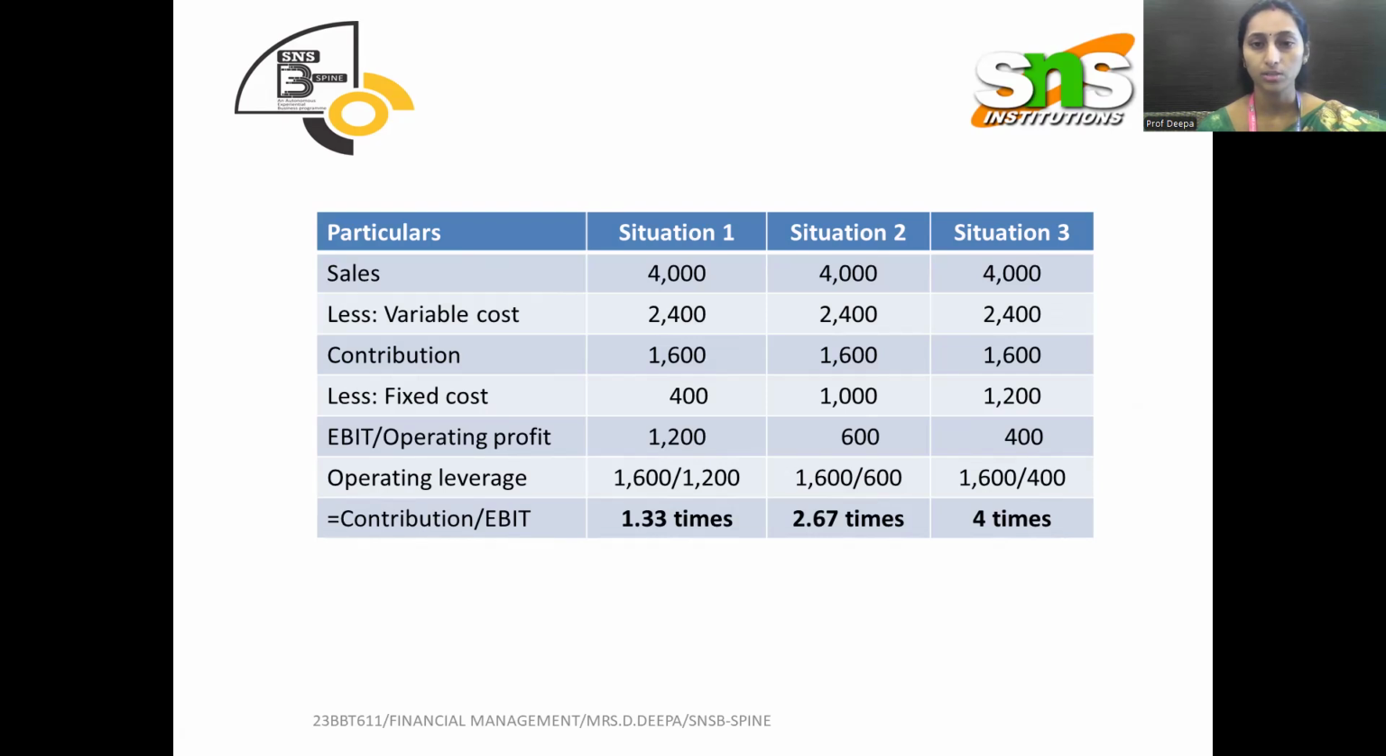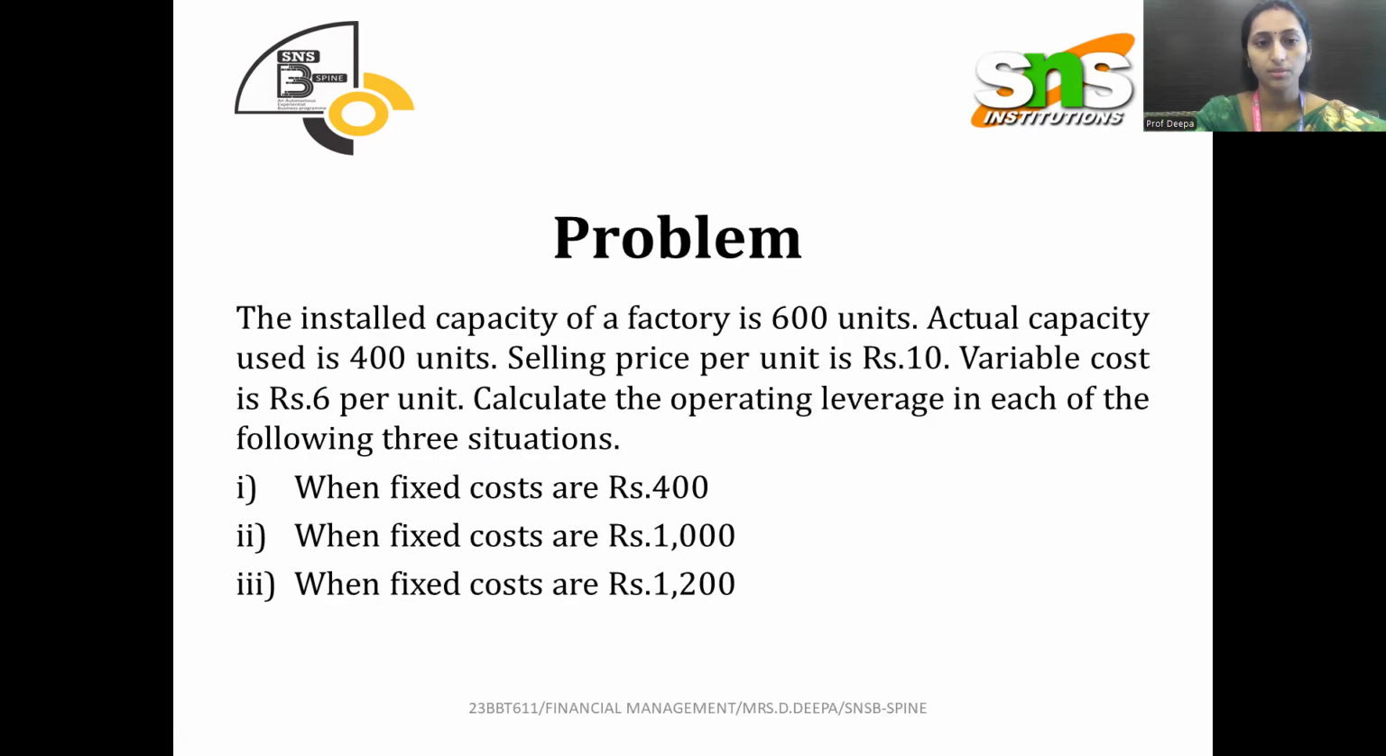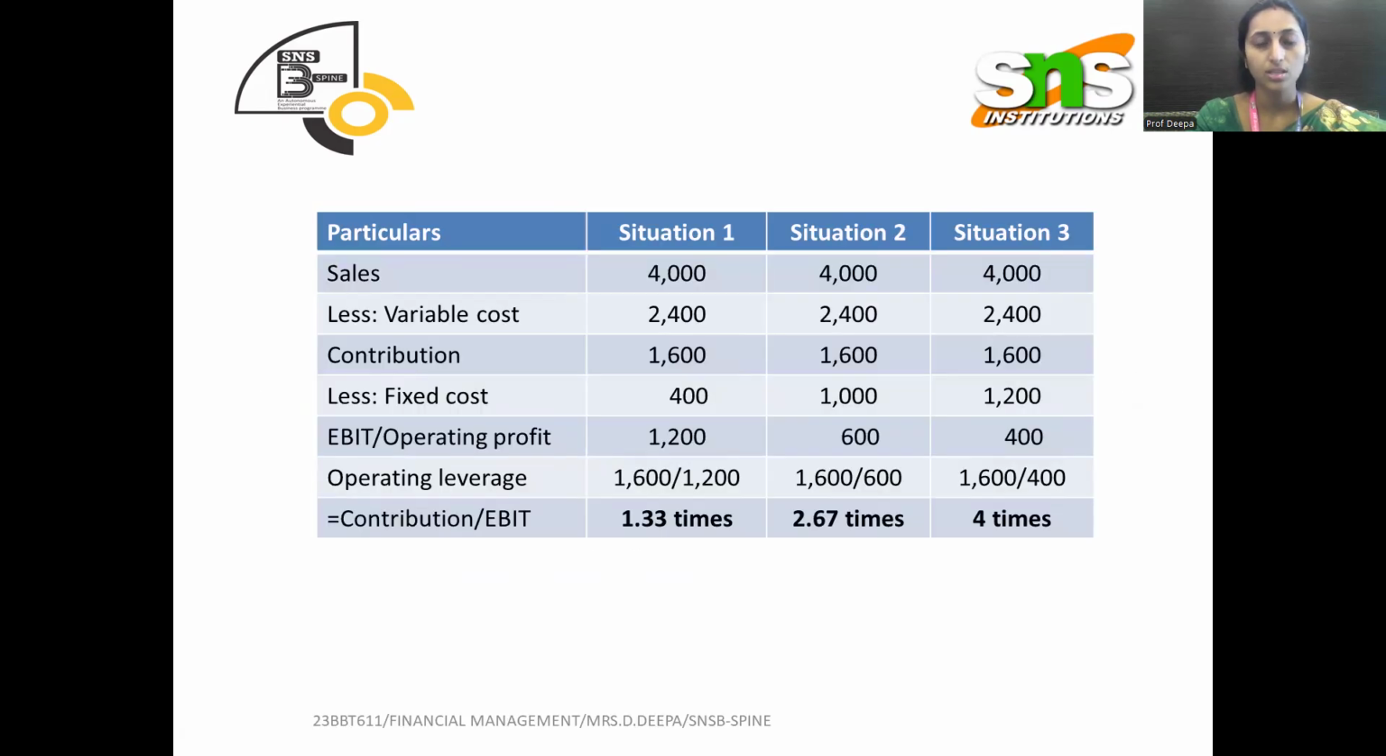There are three different situations, so three different columns: situation 1, 2, and 3. See here, sales. What is the sales? Consider the second line: actual capacity used is 400 units, and selling price per unit is rupees 10. So 400 into 10 will be the sales, 4,000 for all three situations.